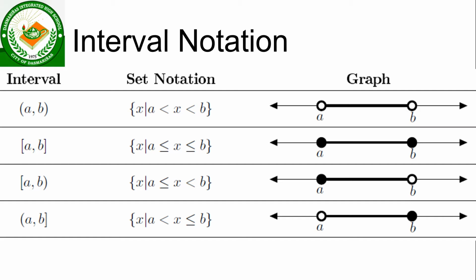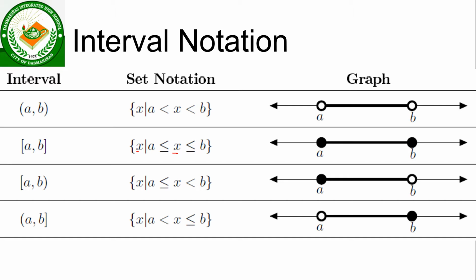Now, here we use brackets. Since we use brackets, it tells us that it is from A inclusive up to B inclusive, meaning A and B are part of the solution or part of the graph. It is the set of all x such that x is greater than or equal to A but less than or equal to B. And as you can see, A and B are shaded because A and B are part of the solution.